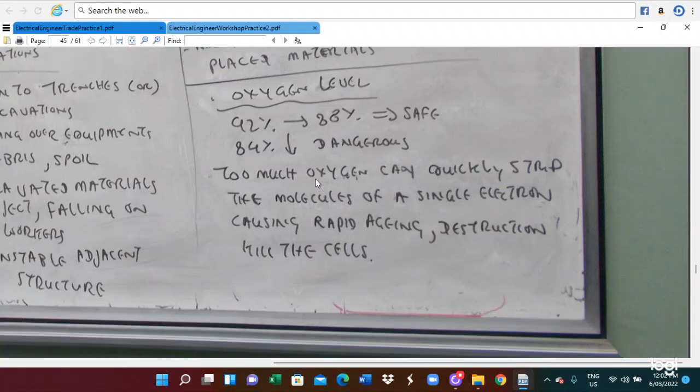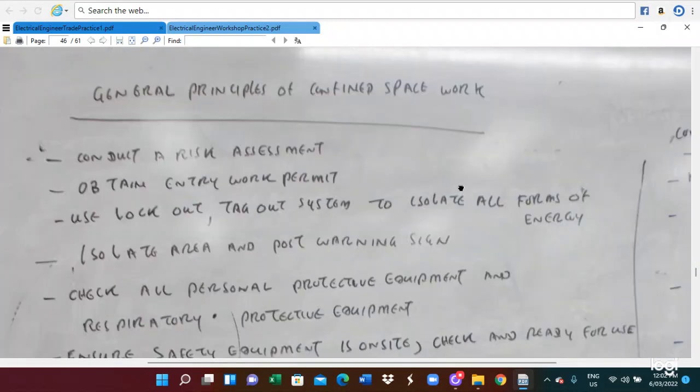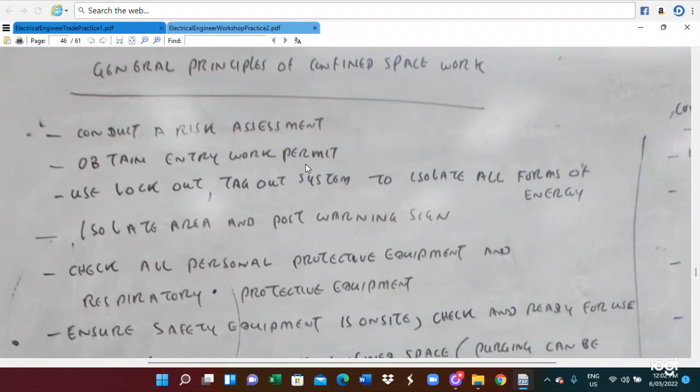Too much oxygen is also a problem. Too much oxygen can quickly spread the light molecule or single electron, causing rapid aging, destruction and cell death. So this is an important aspect of the oxygen level, and we also need to know the appropriate oxygen level in the confined space. To follow the general principle of confined space work, we have to conduct a risk assessment. What kind of risk can happen, whether dangerous material or a dangerous oxygen level, we have to assess.